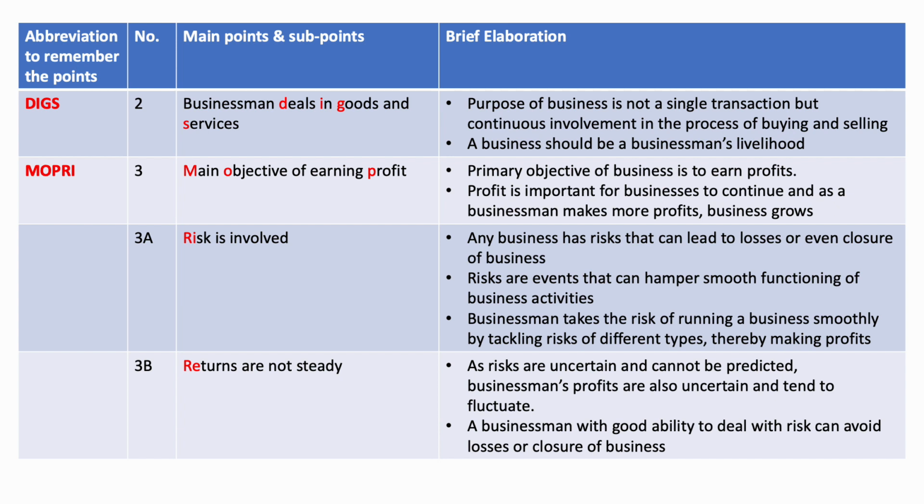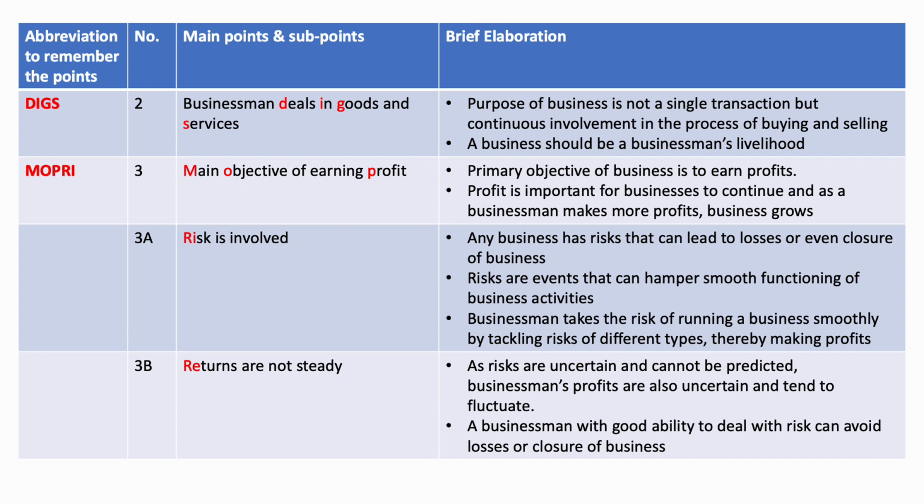So what do you call that? A risk. A risk is an uncertain event which renders the businessman unable to carry out business because of the risks that are associated with the business, or he earns lesser profit or goes into losses. So any business has risks that can lead to losses or even closure of the business, as we've seen during the COVID period. So risks are events that can hamper the smooth functioning of the business activities. That's a very natural point when you say that business can run into losses or even closure.